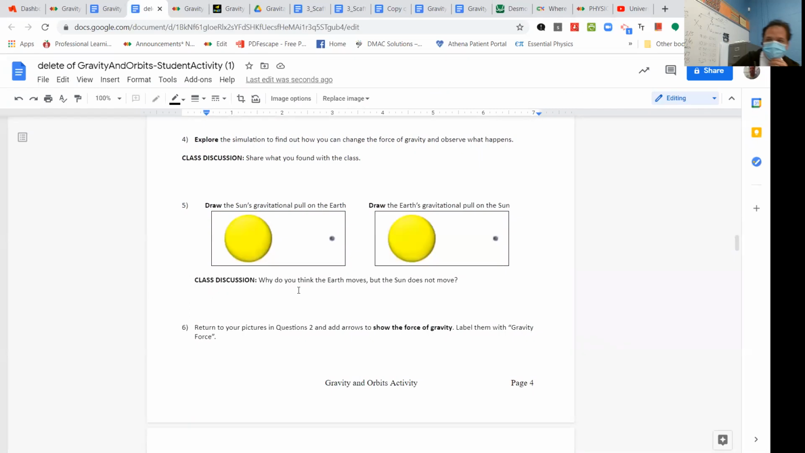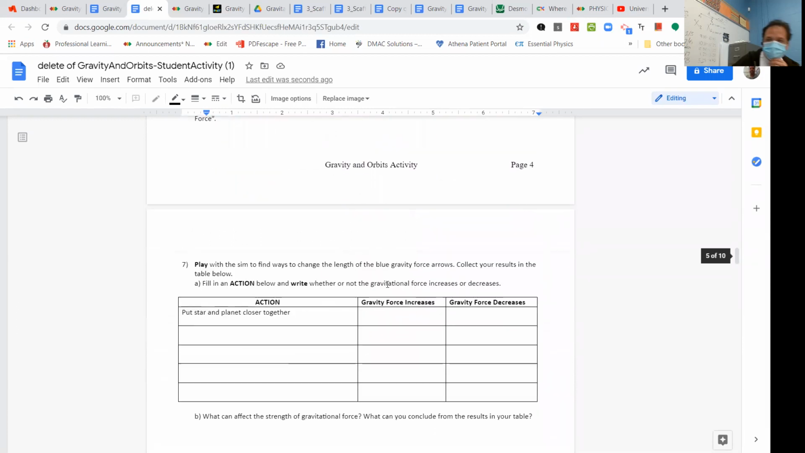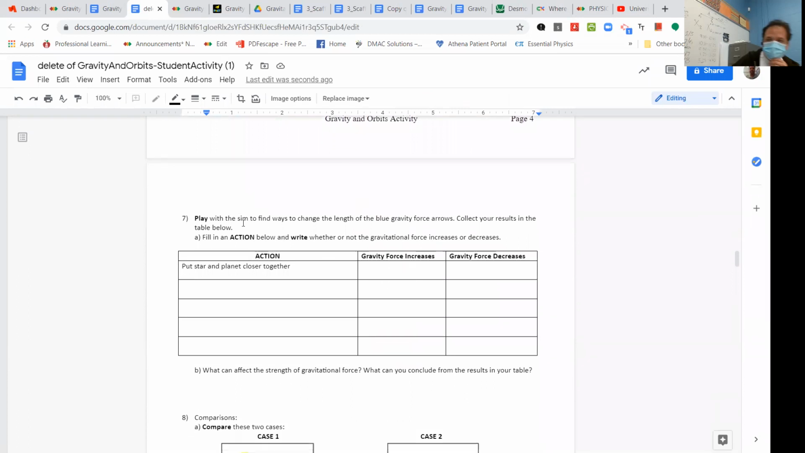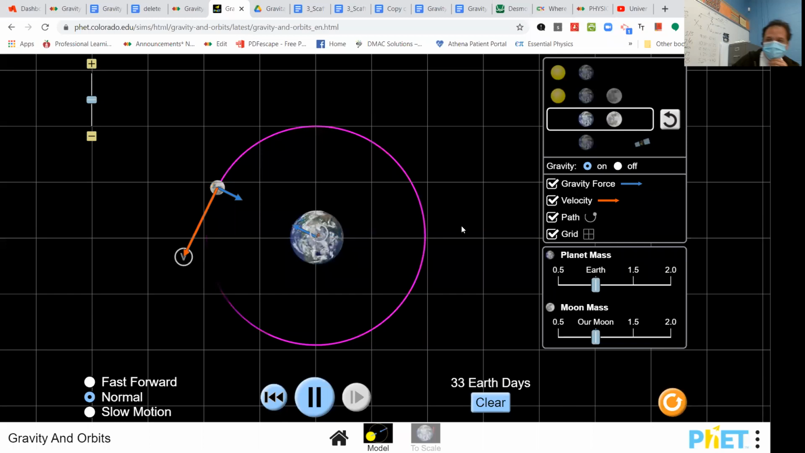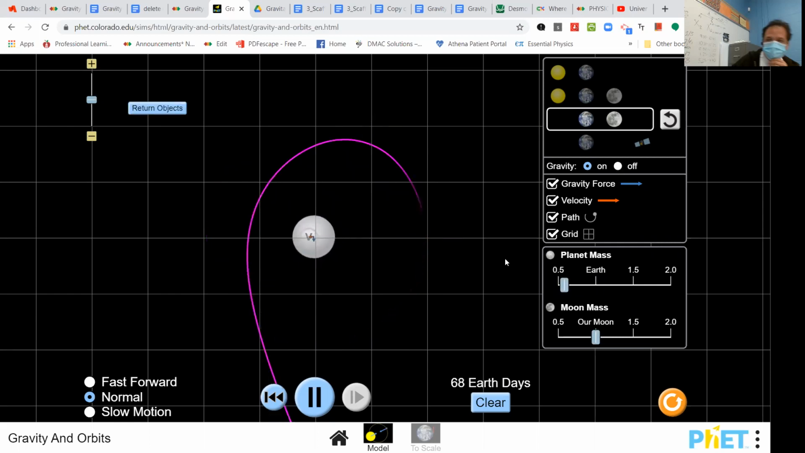So make sure you're just reading the prompts and playing with the simulation. Why do you think the earth moves but the sun does not move? Good questions. So play with the simulation to find ways to change the length of the blue gravity force arrows. So what happens when you put a star and a planet closer together? Let's see. Why did it say star? I don't think we have stars. So we're trying to make the blue arrows change. What kind of things can we do? We can change mass. Let's see. Blue arrows change. So there's things you can do.